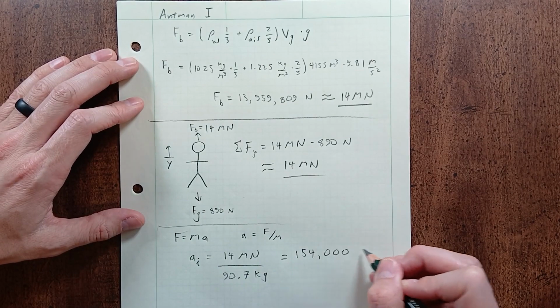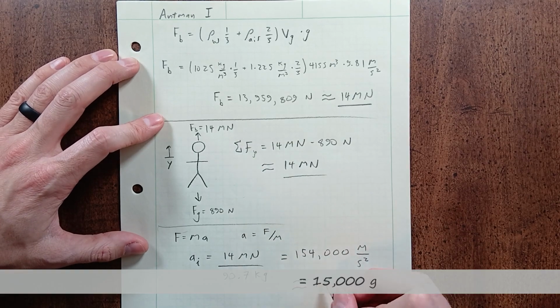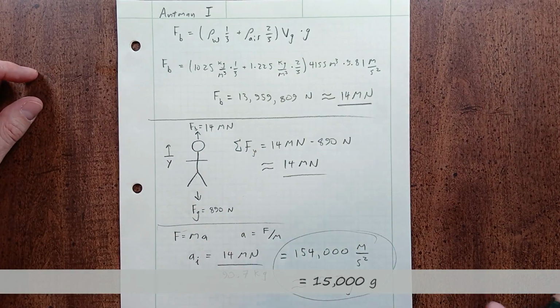This comes out to about 154,000 meters per second squared, which means Balloon Man experiences over 15,000 Gs when he takes off. And that's how we can calculate Ant-Man's initial acceleration. In the next episodes, we'll calculate Ant-Man's terminal velocity and then his max height.